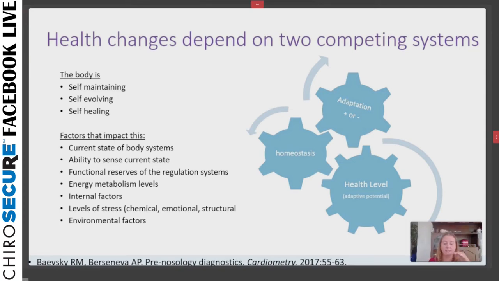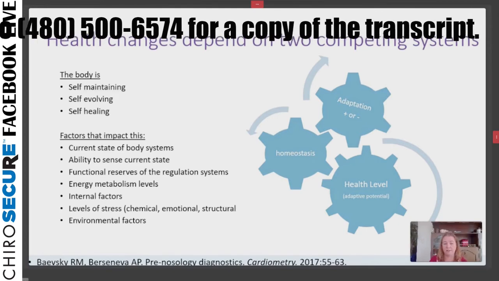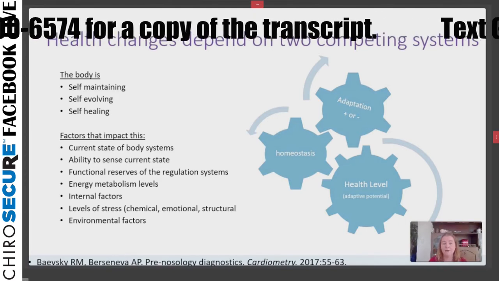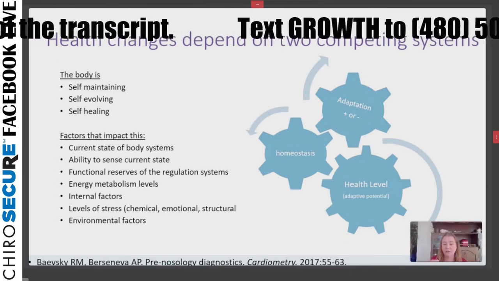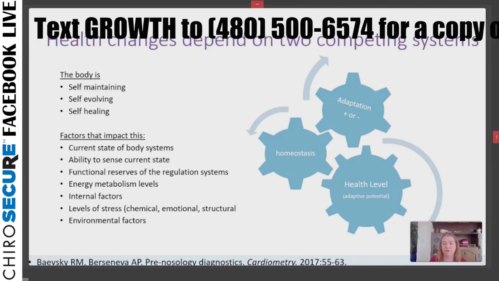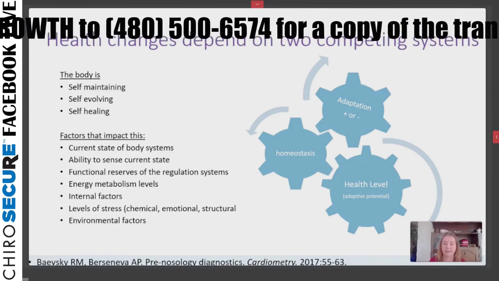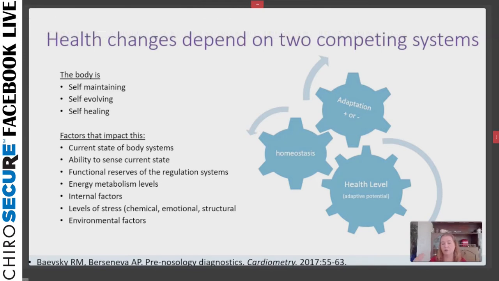For example, the state of your current body systems, your ability to even sense what's going on in your current system. I think the subluxation comes into that. The functional reserves that you have within your regulatory systems, including the nervous system, right? Your energy metabolism levels, a lot of other internal factors, a lot of other environmental factors. Also, again, your levels of stress, chemical, emotional, or structural. So there's a lot that comes into play in whether you're adapting in a positive or negative direction.